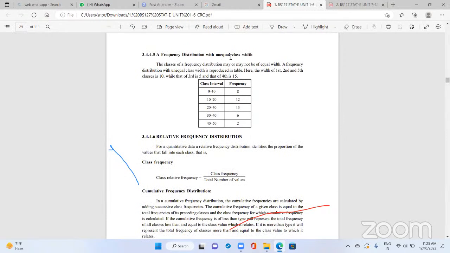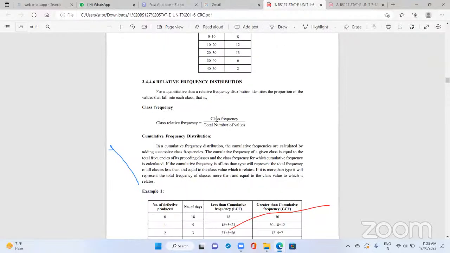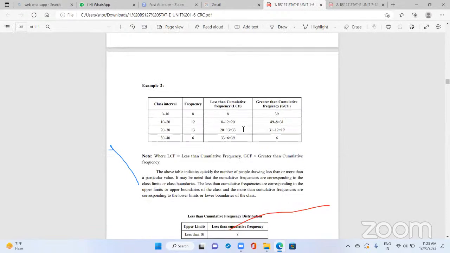A frequency distribution with unequal class intervals. So 0 to 10, 8, 10 to 20, 12 is known as equal class intervals. Whereas 0 to 9, 10 to 20 would be unequal class intervals. Relative frequency distribution: class relative frequency is equal to class frequency divided by the total number of values.